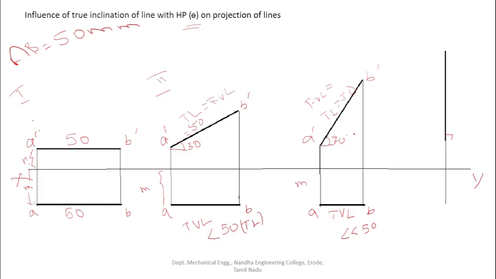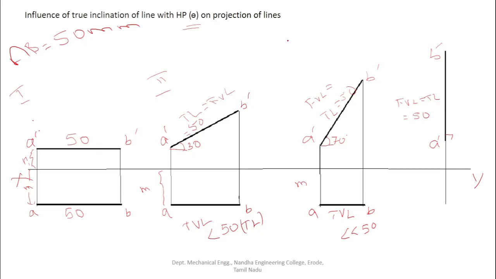Now we increase the inclination of the line with the HP to 90 degree. So the line makes 90 degree to the HP, but still it is parallel to VP. As the line is parallel to VP, definitely the front view gives true information. The true information means the front view length of the line will be the same as the original length of the line. So this is the front view of the given line, and the front view length is equal to the true length, that is 50 mm, the original length of the line.